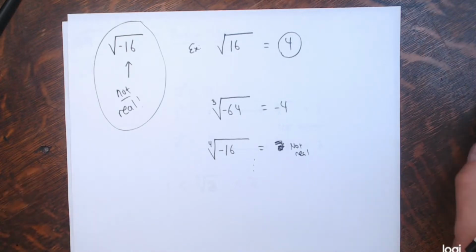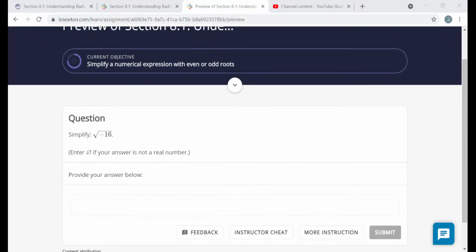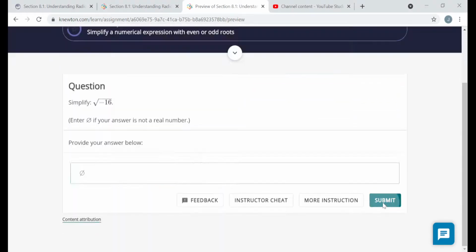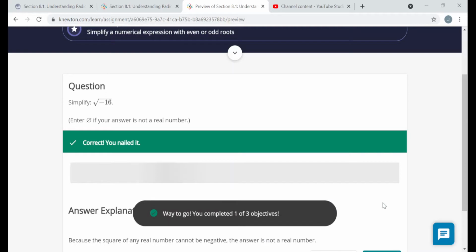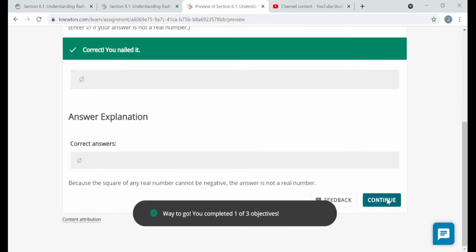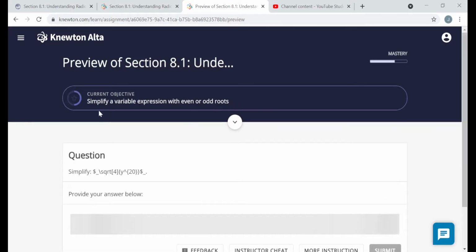So I'm hoping you see something different than what I'm seeing. Again, I have something here that's not real. Put the little empty set symbol. Wonderful. All right, so that objective's done. We got 2 more questions here.